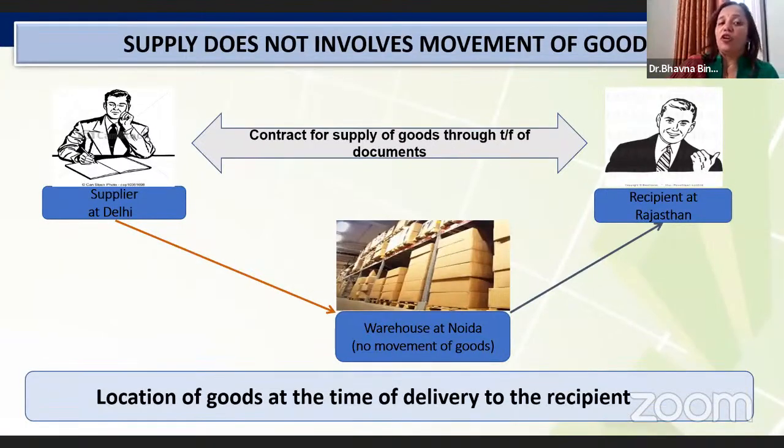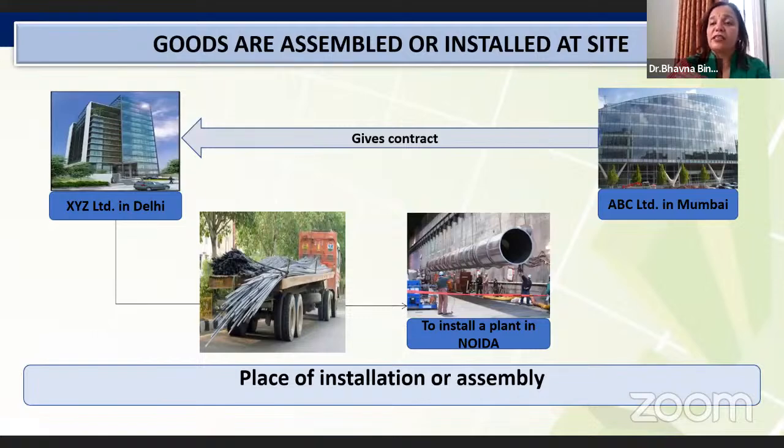Supply does not involve movement of goods. When there is no movement of goods, सिर्फ कॉन्ट्रैक्ट हुआ है, तो जिस समय वो कॉन्ट्रैक्ट हो रहा है उस समय जहां पे भी वो गुड्स लोकेटेड है, दैट वुड बी द प्लेस ऑफ सप्लाई. देन गुड्स आर असेंबल्ड, ये इसके ऊपर क्वेश्चन बहुत बार पूछा गया है.